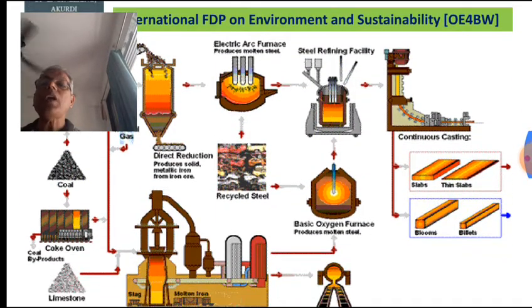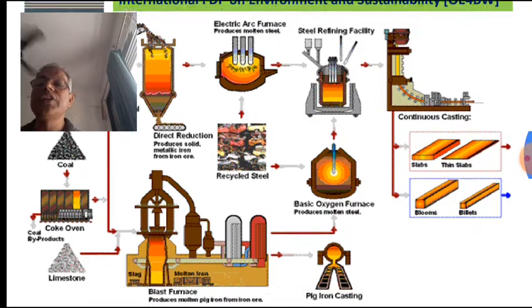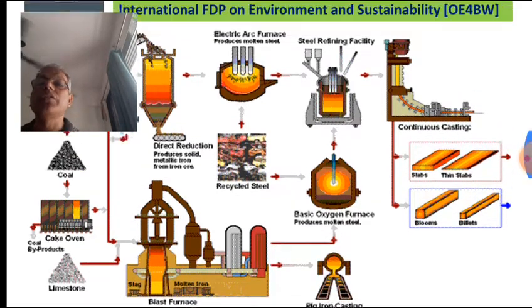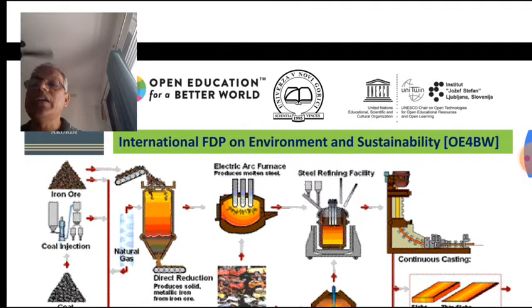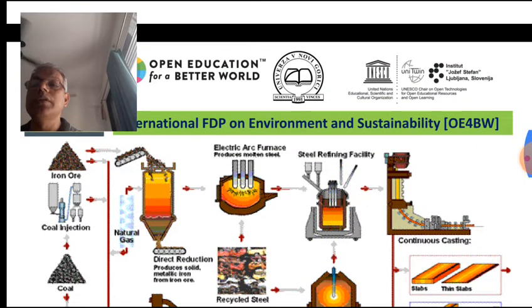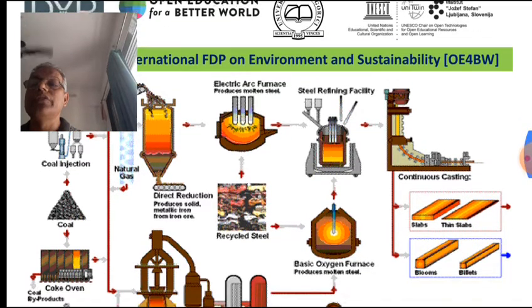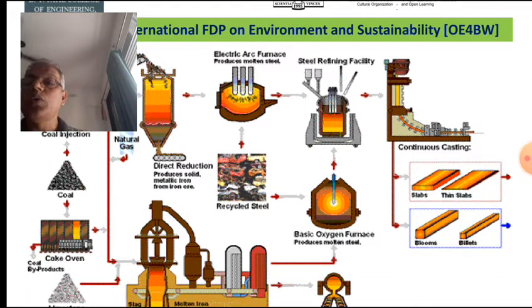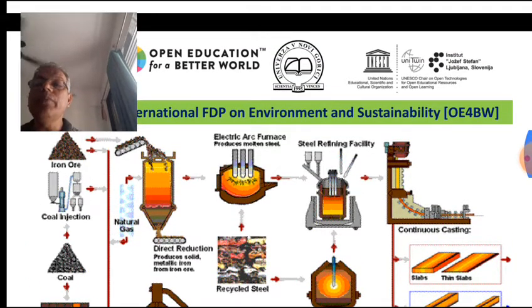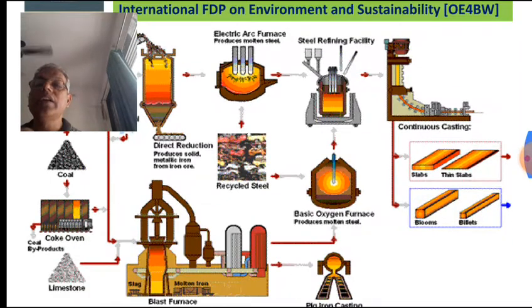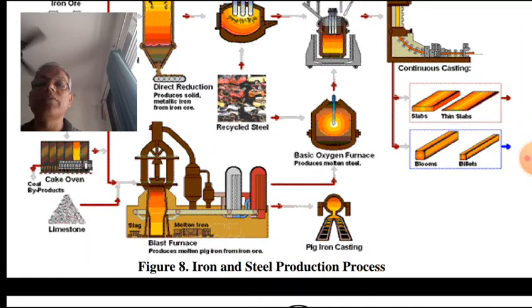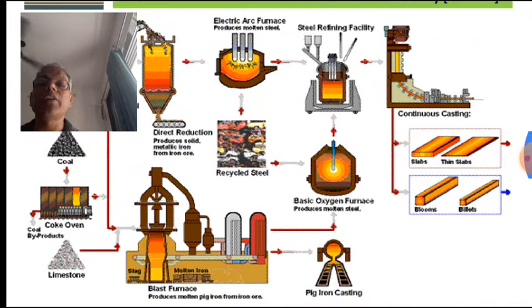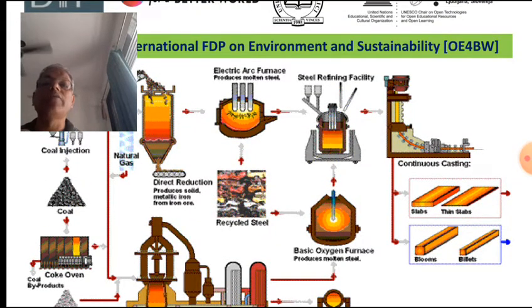Here in this diagram you can see how iron and steel get manufactured, or this is the production process. You can see there is a raw material, which is iron ore, then coal injection, then the coal and coke oven byproducts, and then this is the input for the different furnaces. Here you can see the blast furnace, and this blast furnace gives some part to pig iron casting, and some part goes to the basic oxygen furnace, and then it goes to the steel refining facility. And again from this side there is an electric arc furnace.